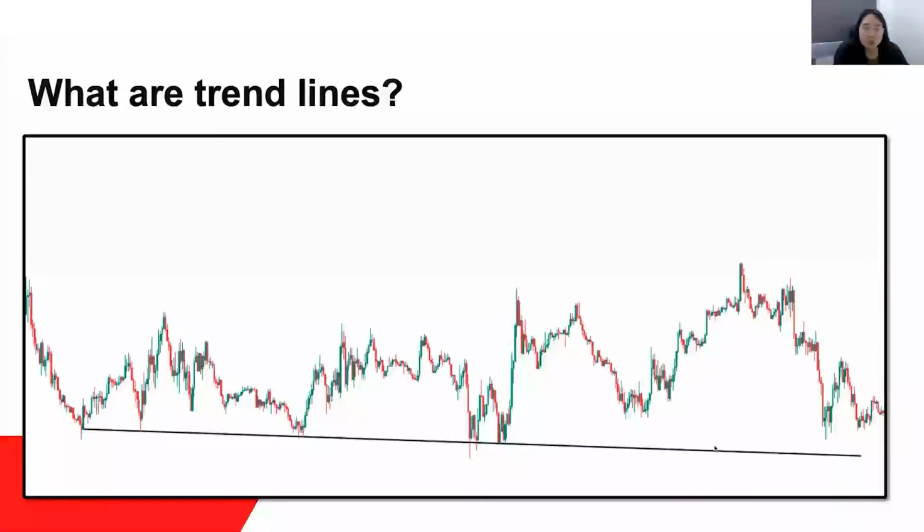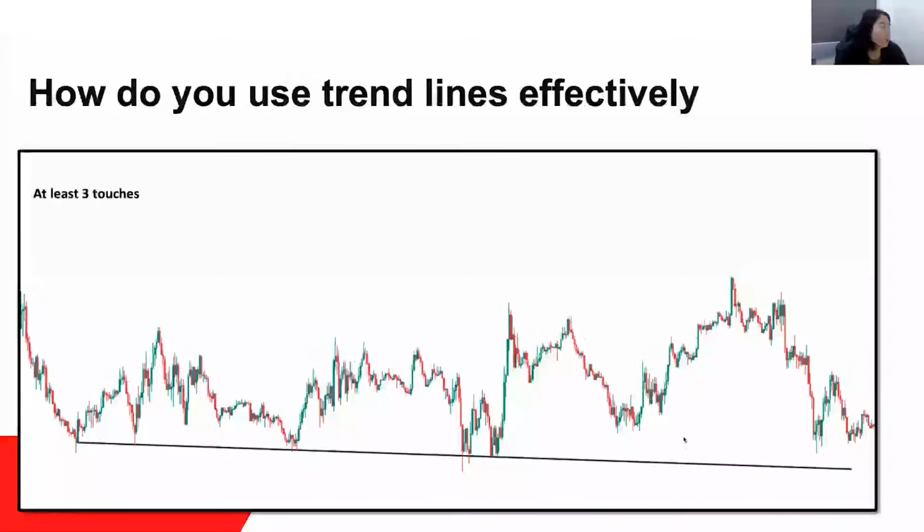This is not the best way to draw a trend line. This is not the way I would do it. Okay, so let's move on. I'll eventually show you the correct way.